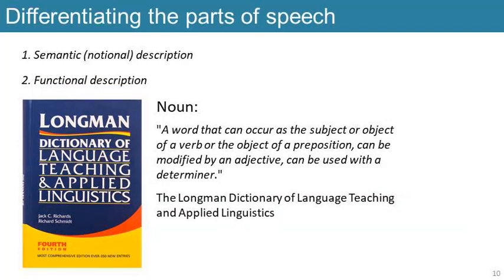Linguists and grammatical dictionaries, however, base their definitions of the various parts of speech primarily on their functions or functional properties. Here is an extract from the definition of noun in a dictionary of linguistics. It defines noun according to its function as a word that can occur as the subject or object of a verb or the object of a preposition, can be modified by an adjective, can be used with a determiner.